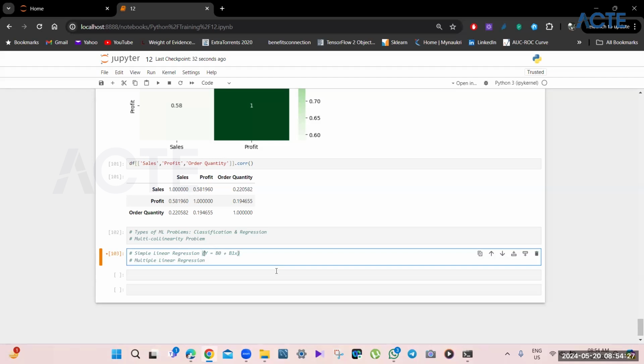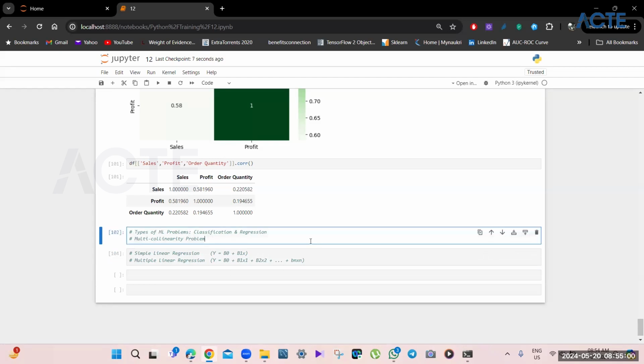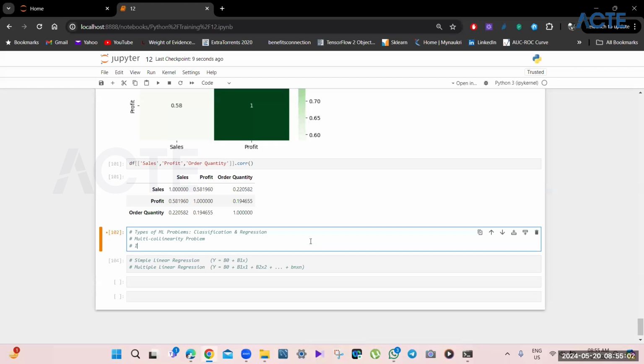But if you have more than this x value, beta 1 x1 plus beta 2 x2 plus multiple other values plus beta n xn. So understand what is happening here. First, before that, just understand what do we call them. There are two types of things.